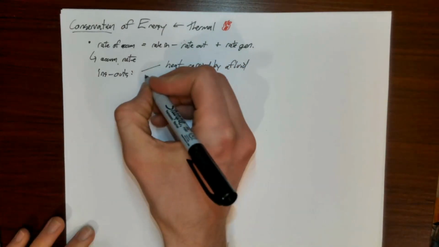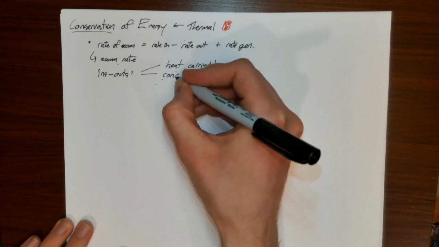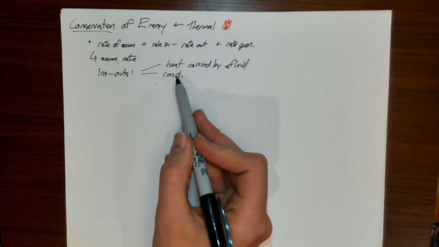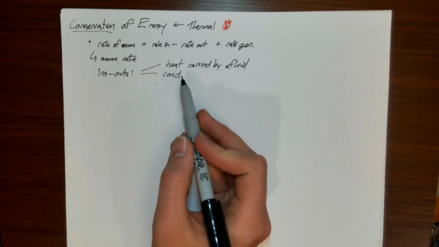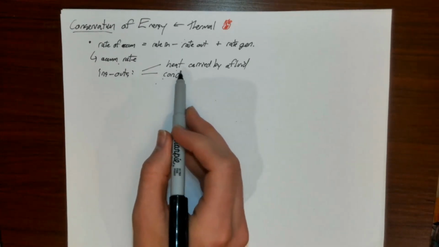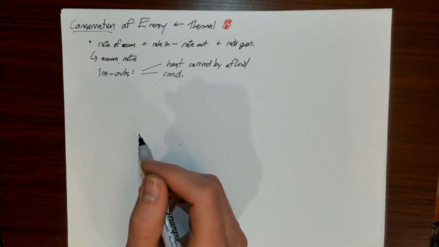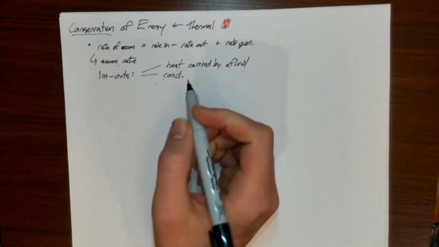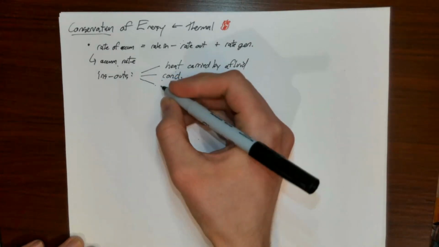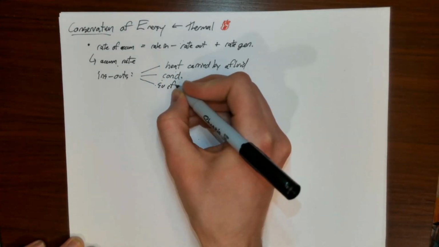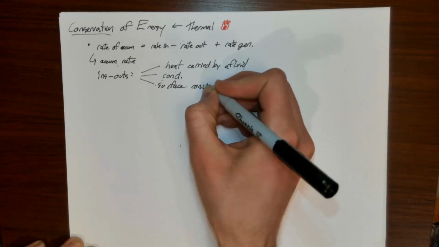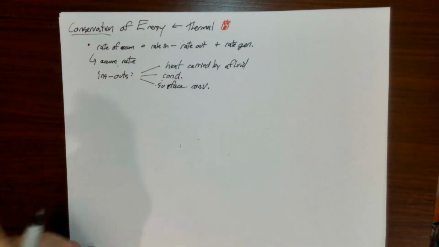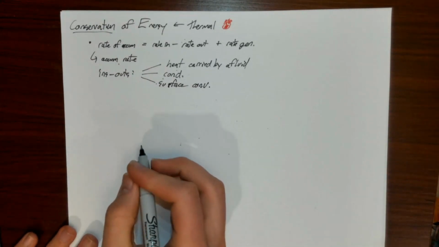We can also talk about ins minus outs in terms of conduction. And in a sense, we already did that in last lecture, right? We said, hey, there's these Q dots, Q sub X or Q sub R, right? We talked about these things, to some extent already. So, conduction can be a means by which heat can enter or exit. We could also talk about surface convection, and that's going to be the focus of a future lecture.